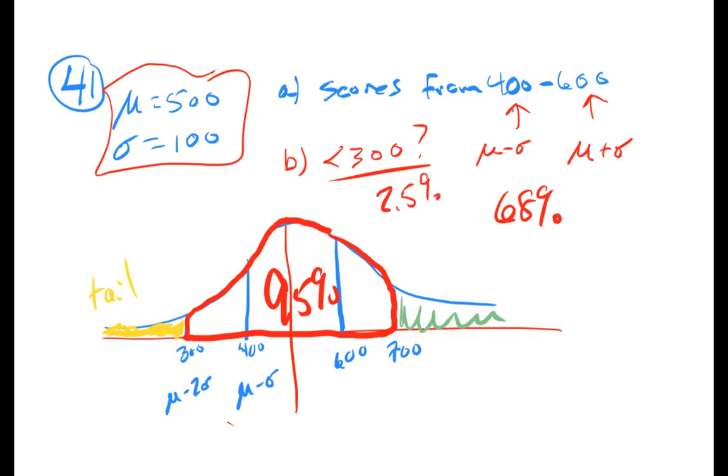So we're using that empirical rule a little bit differently. We knew that between 2 standard deviations above and below, we should be at 95%, which means there's only 5% on the far ends. 2.5 on each side.